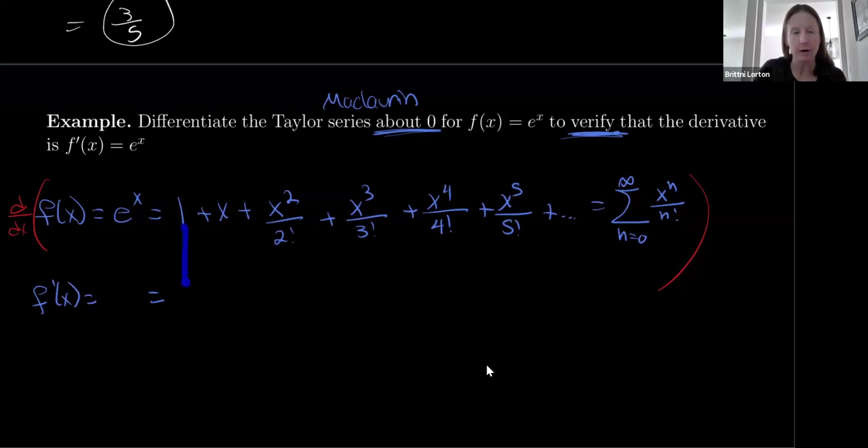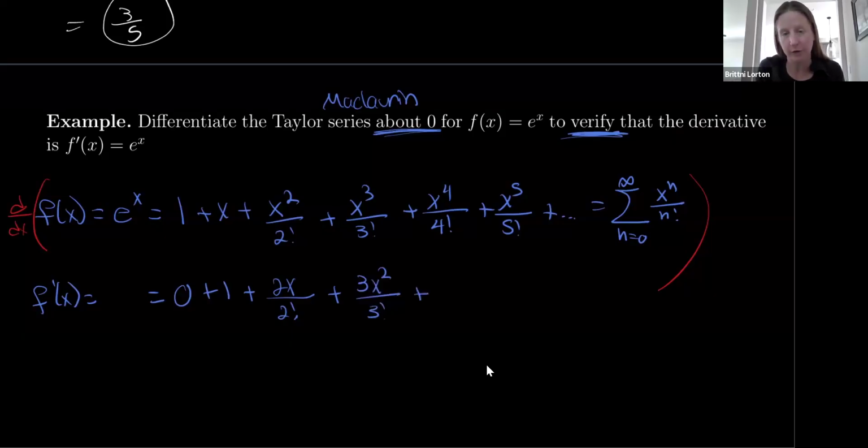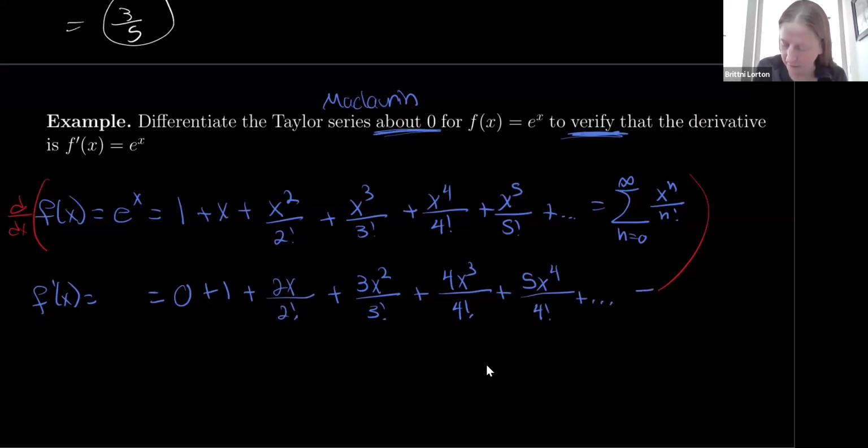The derivative of 1, let's make it easy. The derivative of 1 is 0, plus the derivative of x is 1, plus the derivative of x squared is 2x, but I still have that over 2 factorial, plus the derivative of x cubed is 3x squared, but I still have that 3 factorial, plus 4x cubed over 4 factorial plus 5x to the 4th over 5 factorial, etc., etc., etc.